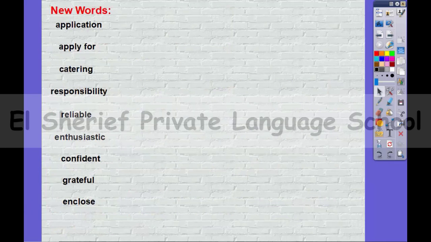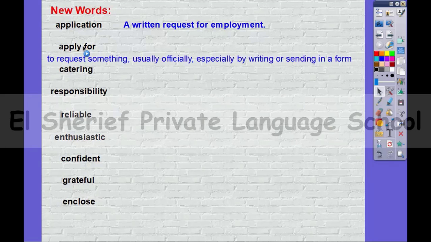So now let's study these new words. Let's start with application. It's a written request for employment. So an official request for something, usually in writing. For example, have you filled in the application form for your passport yet? Number 2. Apply for. To request something, usually officially or especially by writing or sending in a form. For example, I have applied for a new job with the local newspaper.